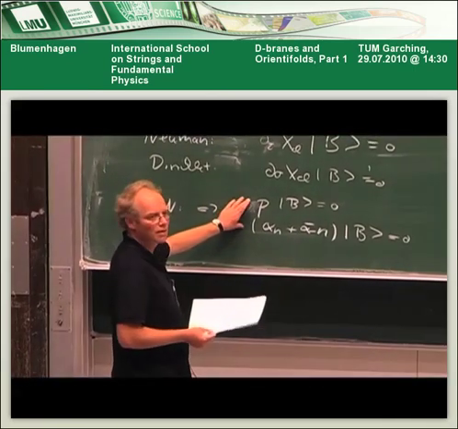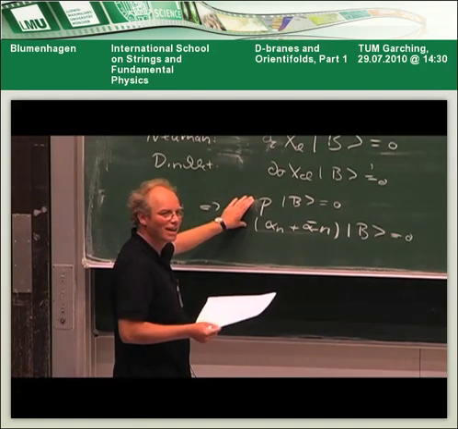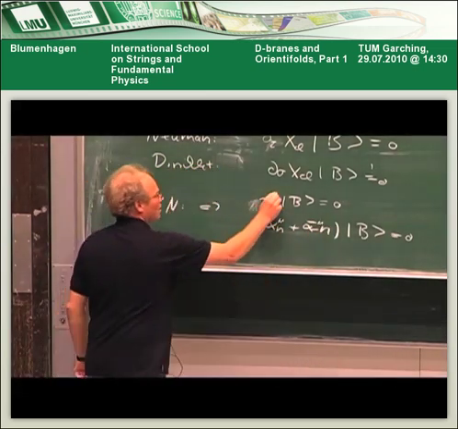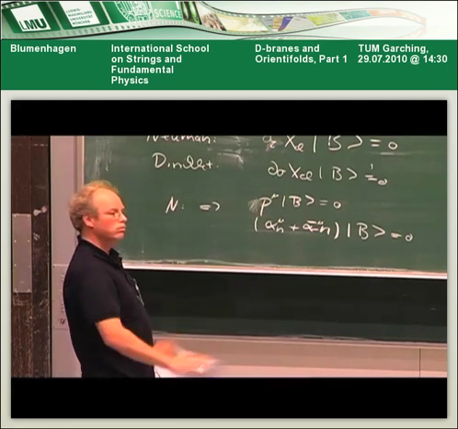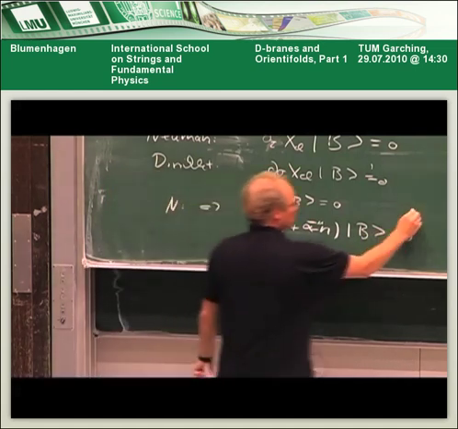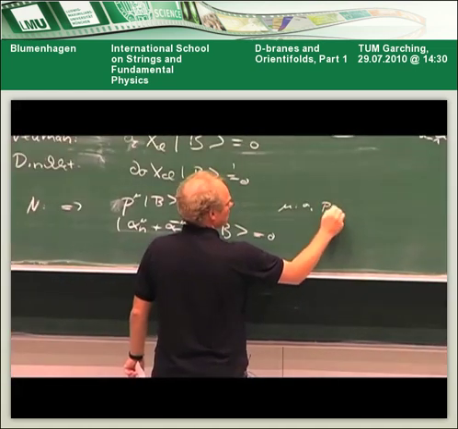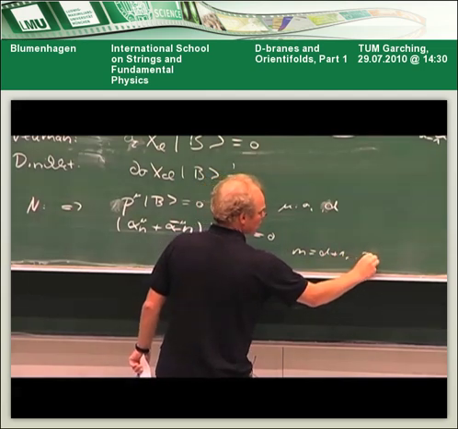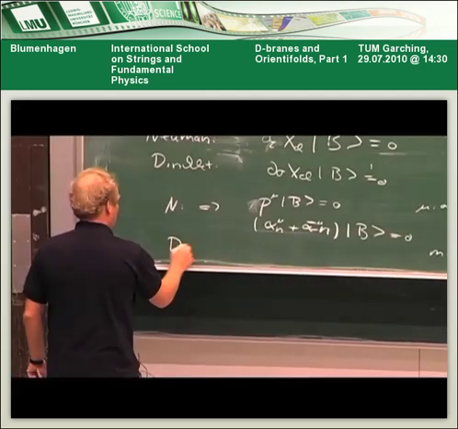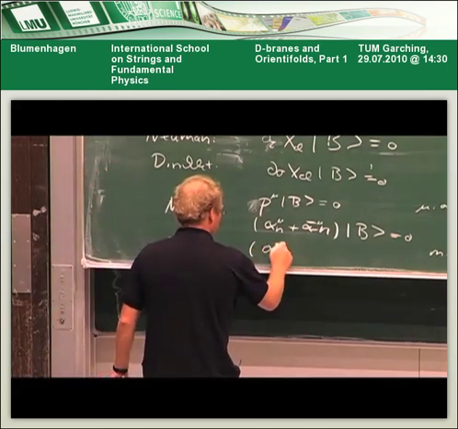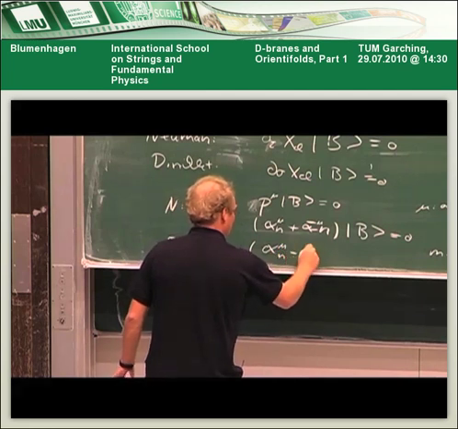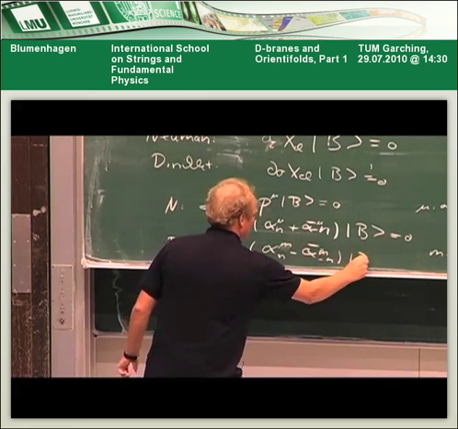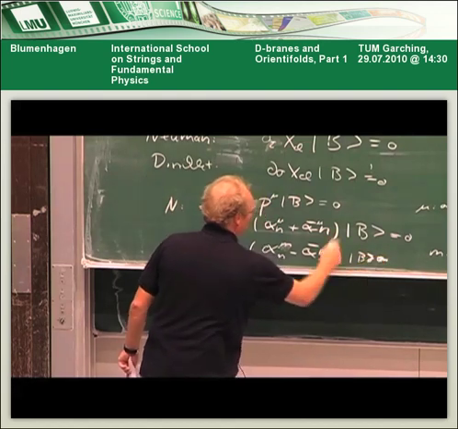The Neumann boundary conditions are for the Neumann directions. I mean, you also have a label mu. If you want, we can now have a mu here. Mu goes from 0 to d, and m, which comes in a moment, from d plus 1 to 25. And for Dirichlet, you just get the opposite sign here, and that's it: α^m_n minus α-bar^m_{-n} on B. So this gives us conditions on these boundary states.